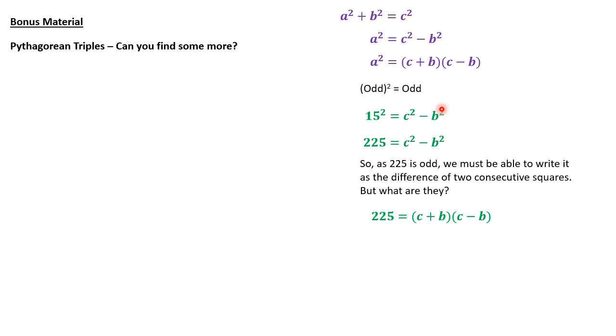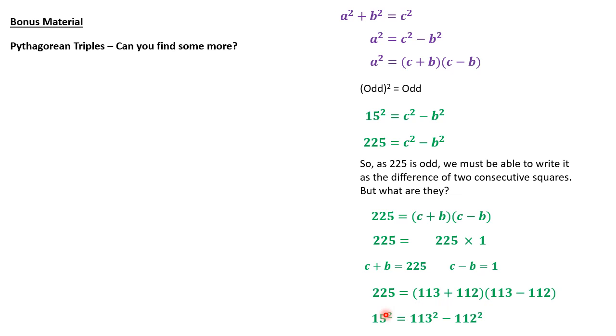So I think of it in this factorised form. And because they're consecutive, c take away b must be equal to 1. And c plus b must be equal to 225. So I have these two little equations and you might be able to just figure them out without too much working out. And you come out with c being 113 and b being 112. So if I tidy that up and express it as the difference of two squares, I've got 15 squared equals 113 squared minus 112 squared. Two consecutive square numbers, and when I rearrange it, I've got 15 squared plus 112 squared equals 113 squared.